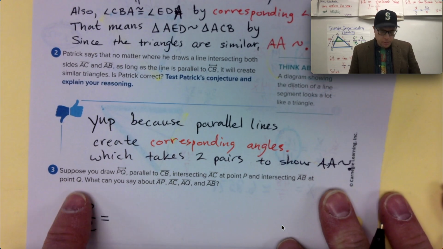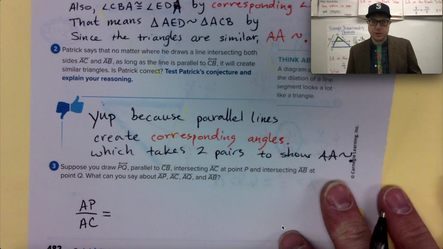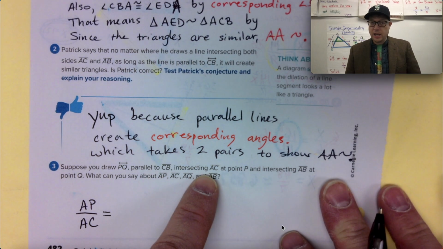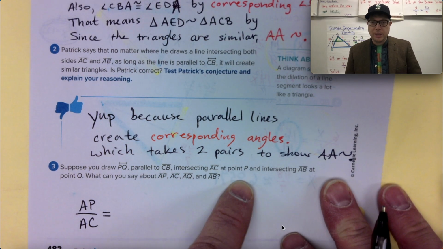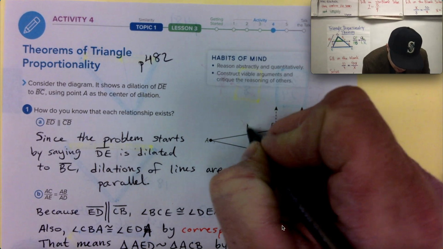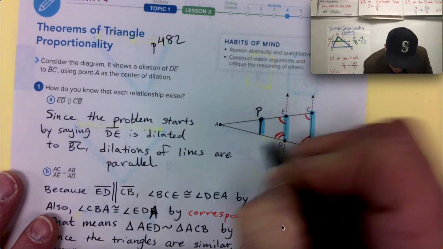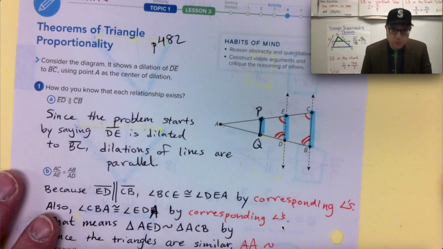Okay, so suppose you draw PQ, which I tried to start doing, so we're just going to go back and use it. It's going to be parallel to CB, and it's going to intersect AC at point P. I'm going to label that up here. And intersect AB at point Q. Maybe I got my letters backwards, I think. No, I got that right. Q. There we go. So PQ looks like that.